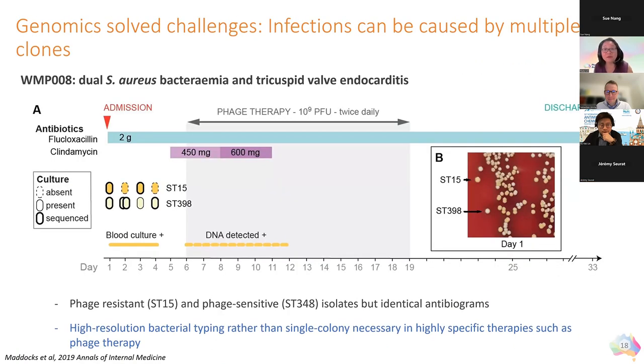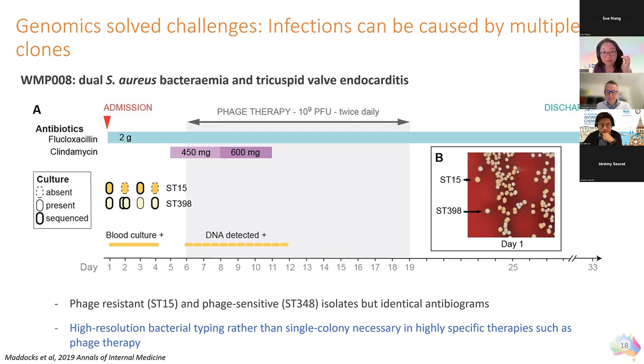This is one of the examples to show the importance of genomic sequencing in our study, where the patient had dual Staph aureus bacteremia during phage therapy. So as you can see on the left-hand side, during admission, this patient had phage-resistant ST15 and phage-sensitive ST348 isolates, but they had identical antibiograms. So in the lab, we were getting really confused whether this patient's isolate was susceptible to the phage cocktail they were using at the time.